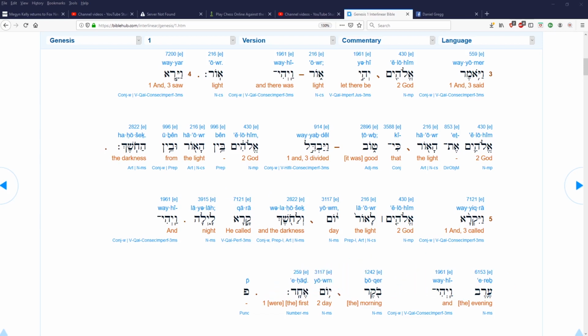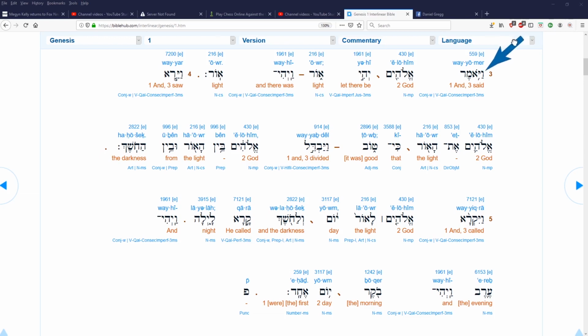Here it is again out of the King James Bible. And God said, Let there be light, and there was light. And God saw the light, that it was good. And God divided the light from the darkness. And God called the light day, and the darkness he called night. And the evening and the morning were the first day.